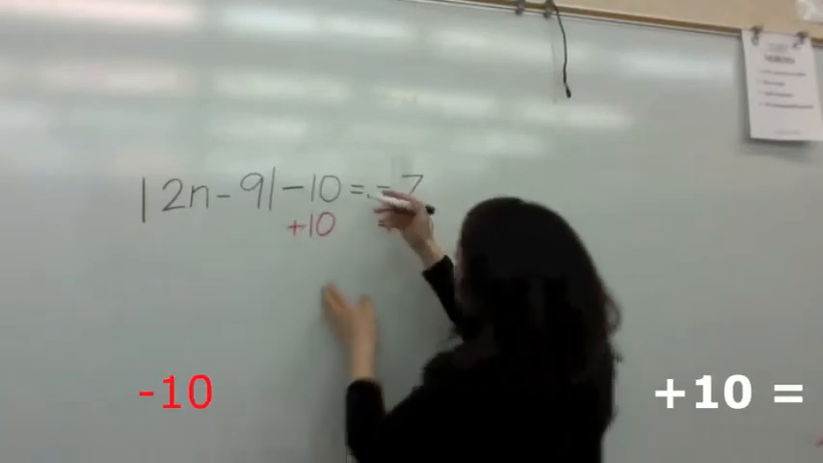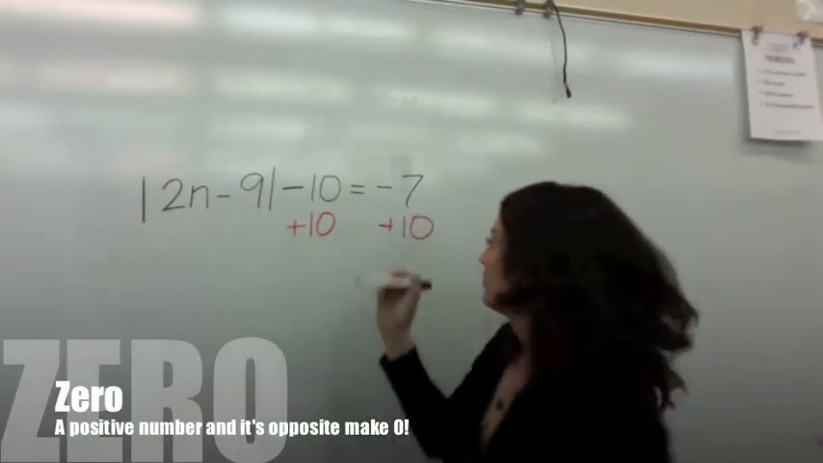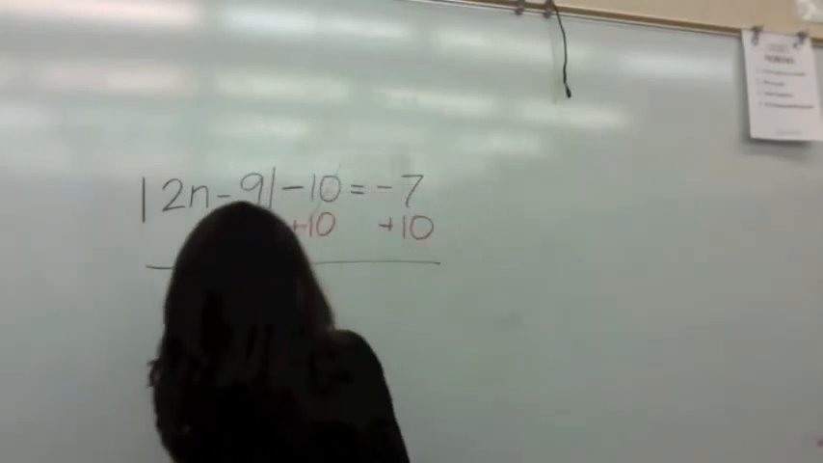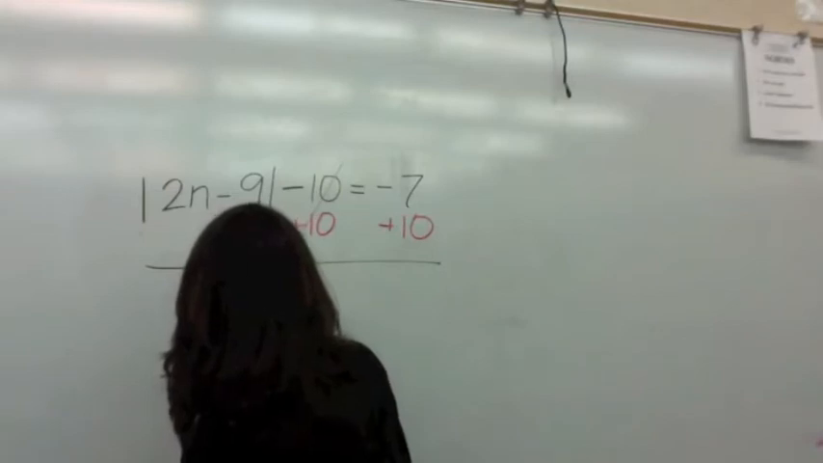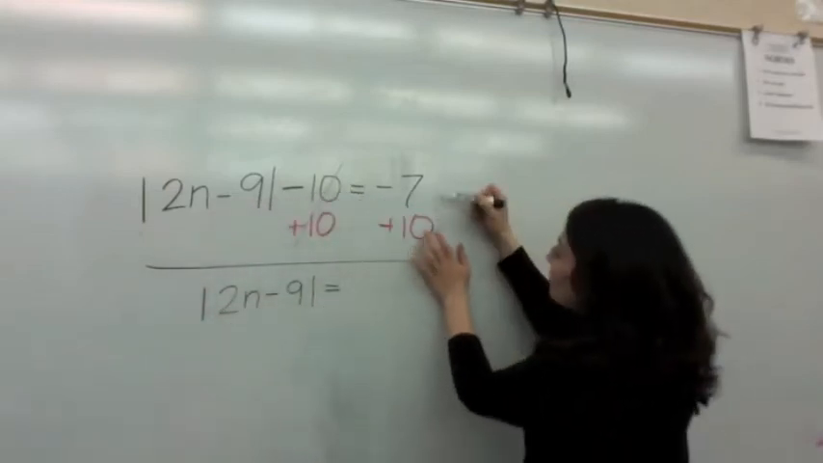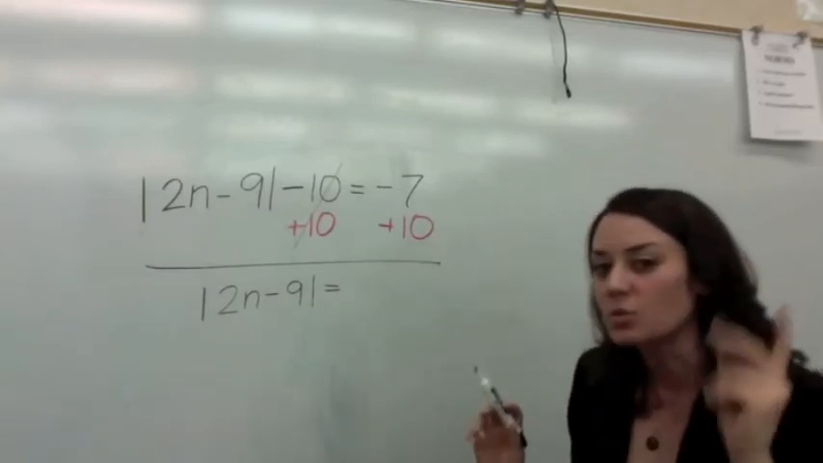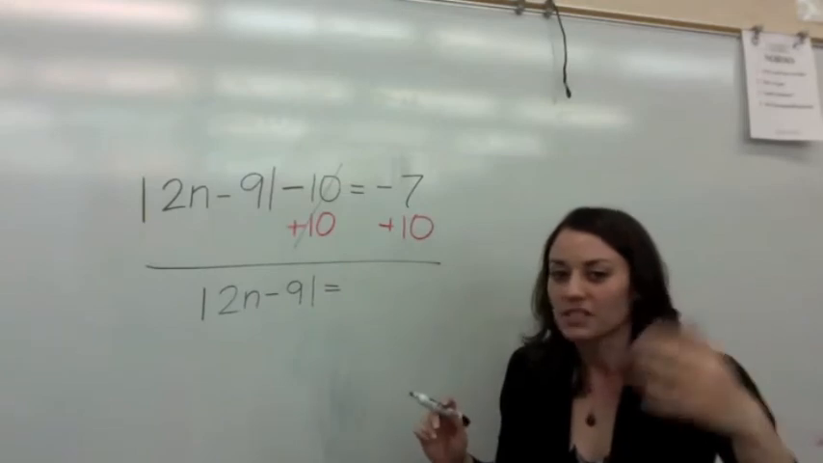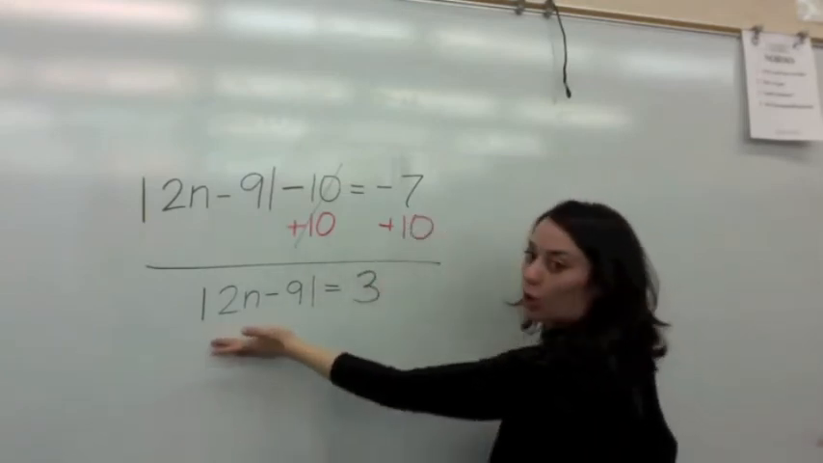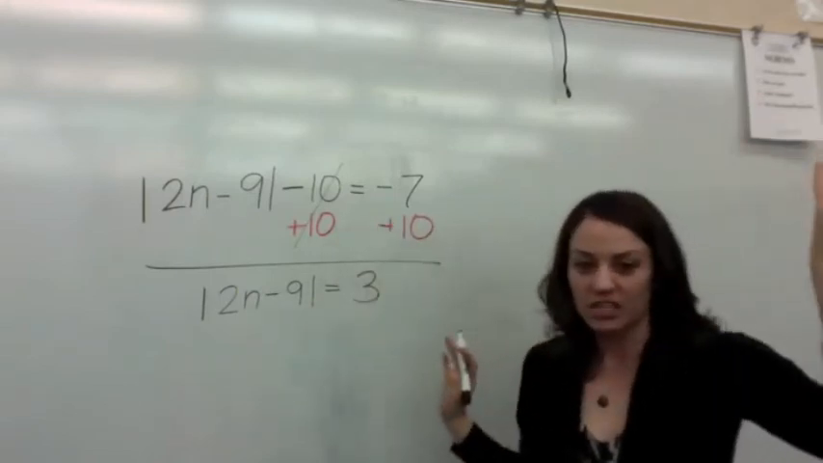Alright, when you have a negative 10 and a positive 10, it makes 0. Your new equation is the absolute value of 2n minus 9 equals 10 take away 7. What is 10 take away 7? You know this one. Come on. 10 take away 7 is 3, okay? So there is your original equation, but without this 10, because we don't need the 10.